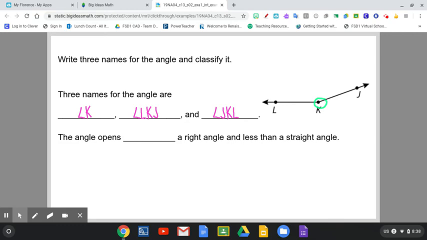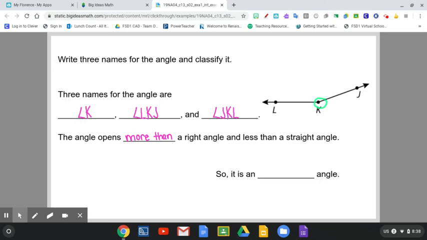And then the angle opens blank a right angle and less than a straight angle. So we're going to think of it as more than a right angle or less than a right angle. So let's think about if this is more than a right angle or less than a right angle. I'll give you a moment to think about that. If you said more than, you'd be correct. Give yourself a pat on the back. Excellent job. It is more than a right angle and less than a straight angle.